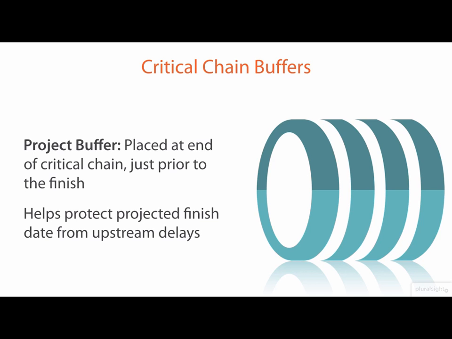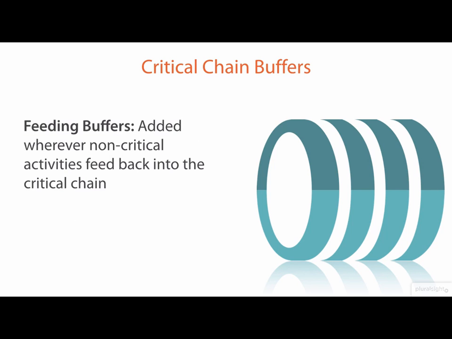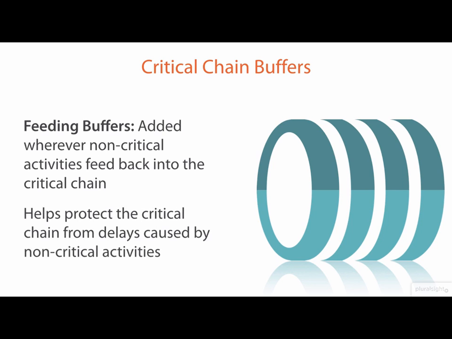However, there's another type of buffer, one that you'll see more often throughout the course of the project. These are feeding buffers. These are added in wherever non-critical activities feed back into the critical chain. So, if we have multiple precedents that need to take place, multiple activities that come before a critical activity, but these aren't themselves critical, then we will place a feeding buffer at the end of this non-critical list of tasks before feeding back in. And the reason we do that is to help protect that critical chain from any delays that are caused by extra time needed with these non-critical activities.